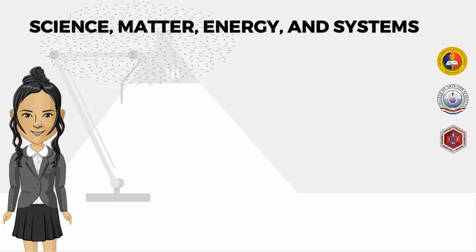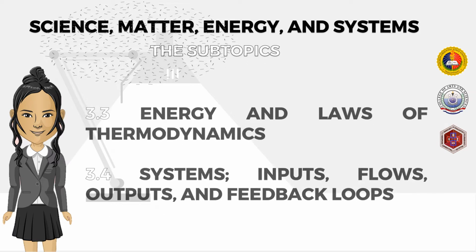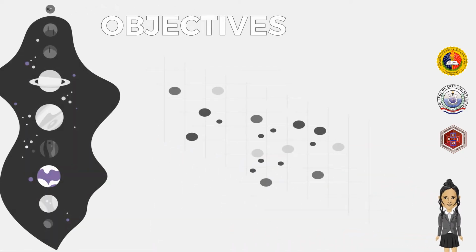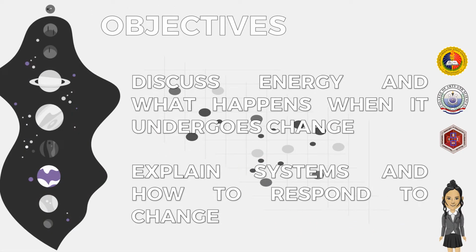In this lesson, our subtopics are the following: 3.3 Energy and laws of thermodynamics and systems, inputs, flows, outputs, and feedback loops. In this lesson, we aim to discuss energy and what happens when it undergoes change, and to explain systems and how to respond to change.